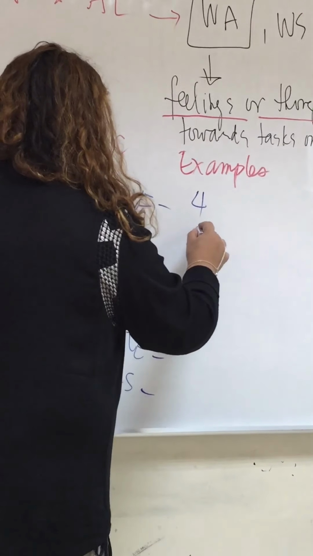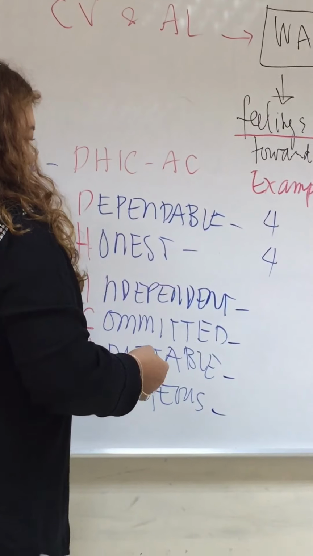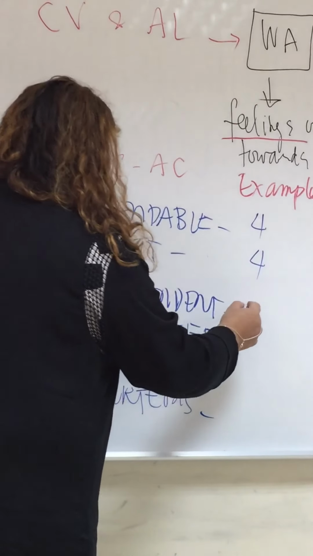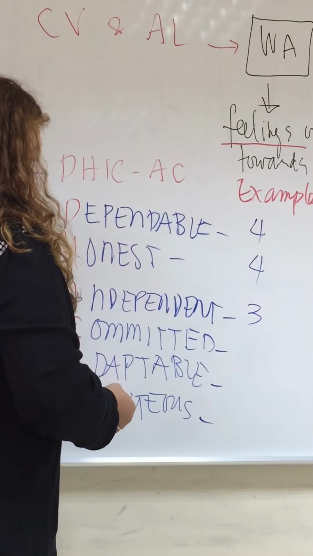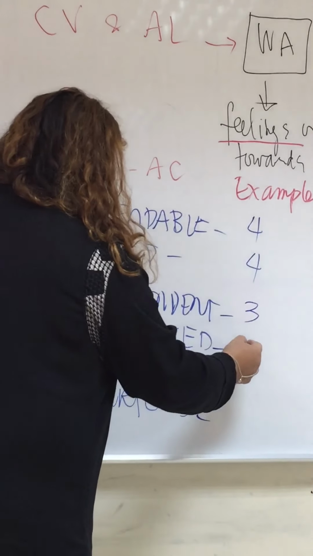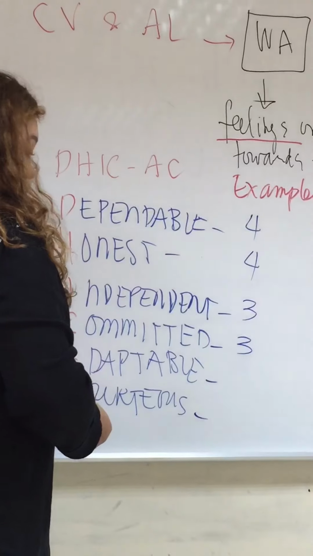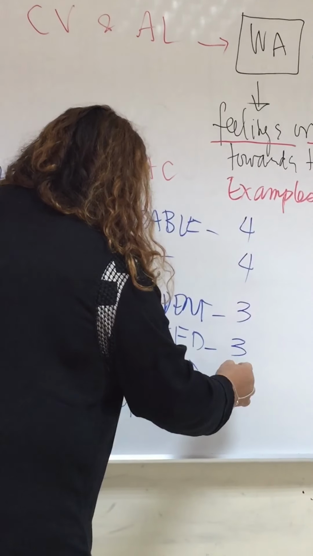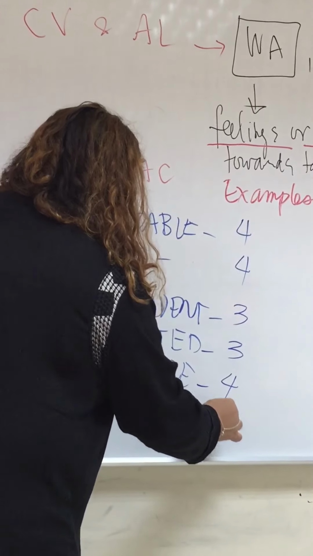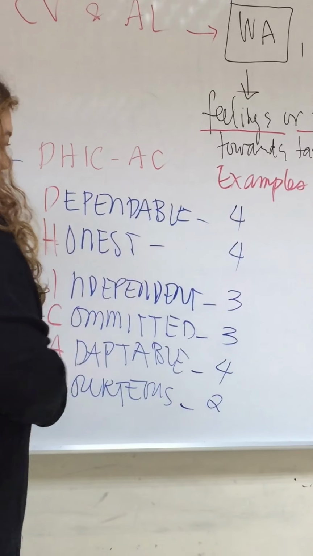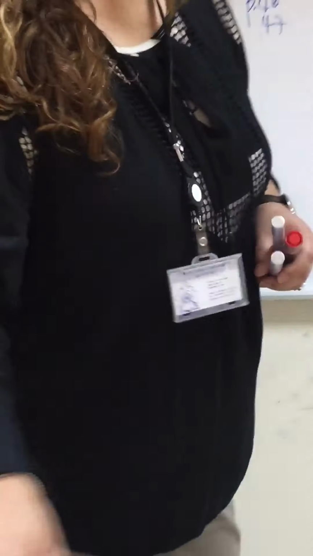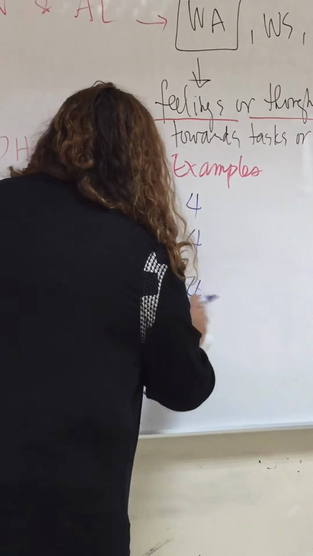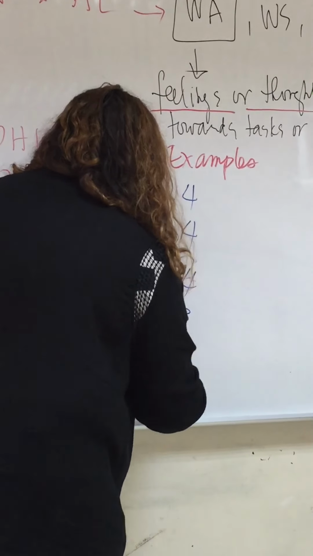And under honest, we have also 4 examples: being truthful, using resources in the proper way, and the rest, these are in the next column. Independent, we have also 3, doing things without continuous guidance, and the rest. Being committed is taking responsibility for one's own errors. Adaptable has 3 or 4 examples, and courteous has 2 examples. I think independent also has 4 examples. Okay, this is 4 examples, this is 3 examples, this is 3, and that is 2.